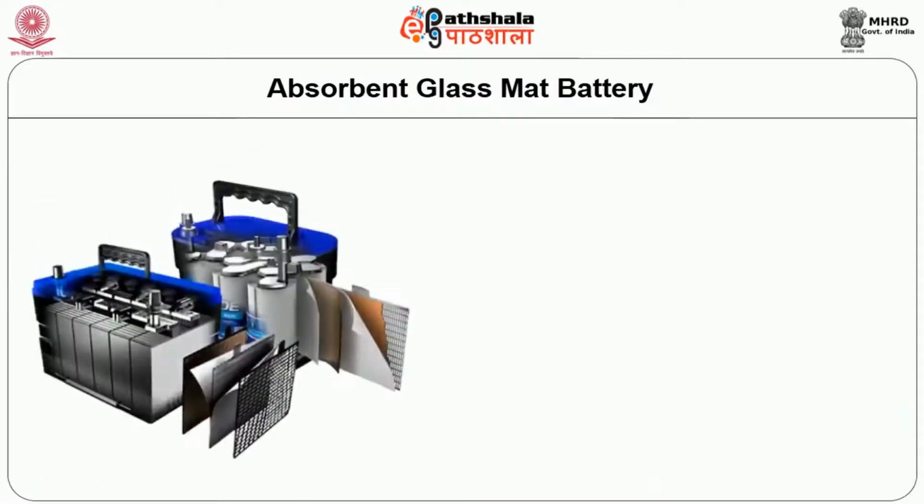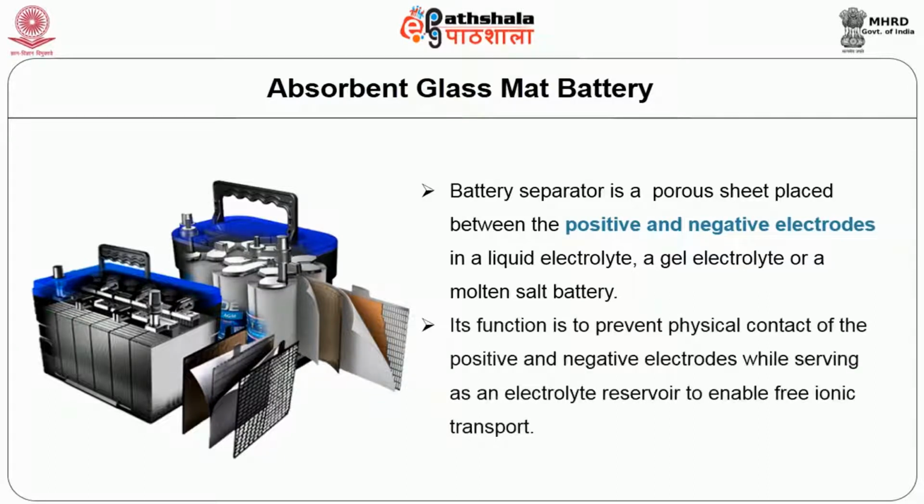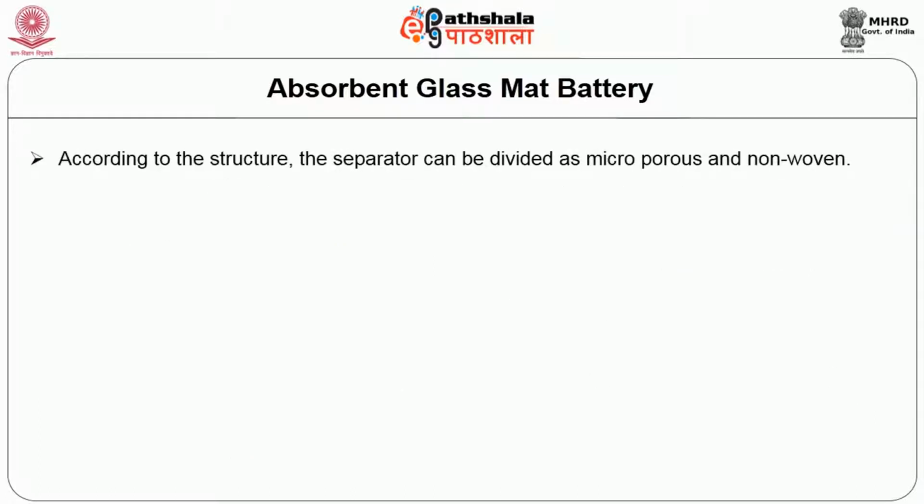Now we shall see about absorbent glass mat batteries. A battery separator is a porous sheet placed between the positive and negative electrodes in a liquid electrolyte, a gel electrolyte or a molten salt battery. Its function is to prevent physical contact of the positive and negative electrode while serving as an electron reservoir to enable free electron transport. According to the structure, the separator can be divided into microporous or non-woven.